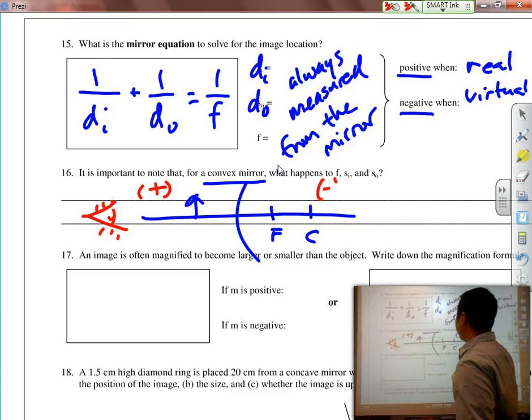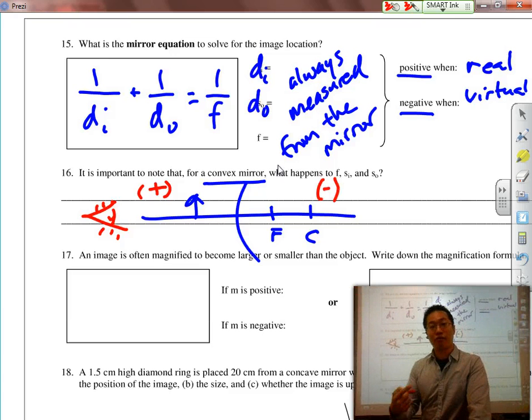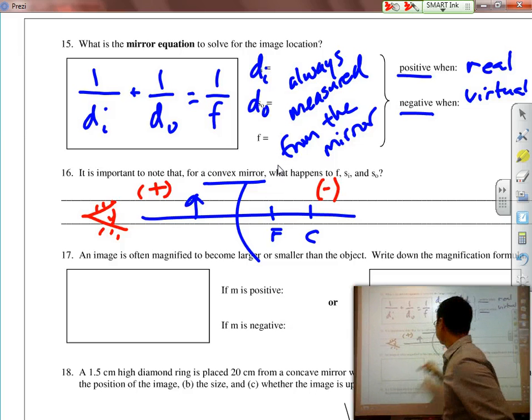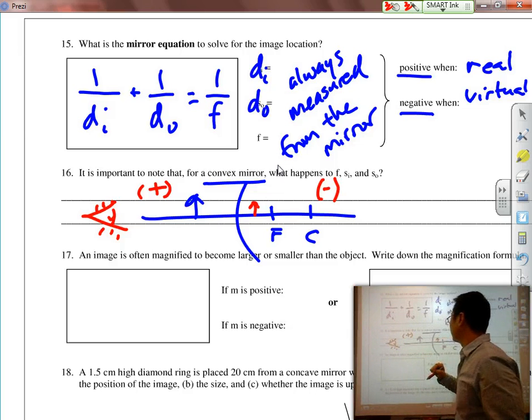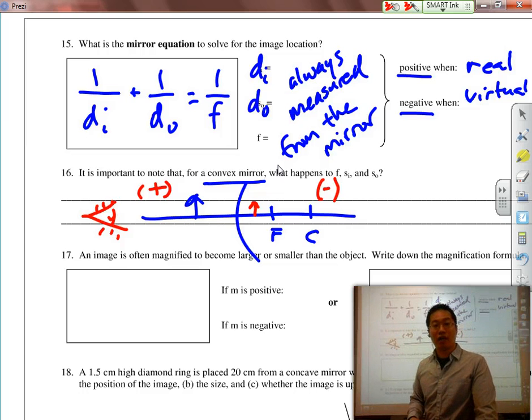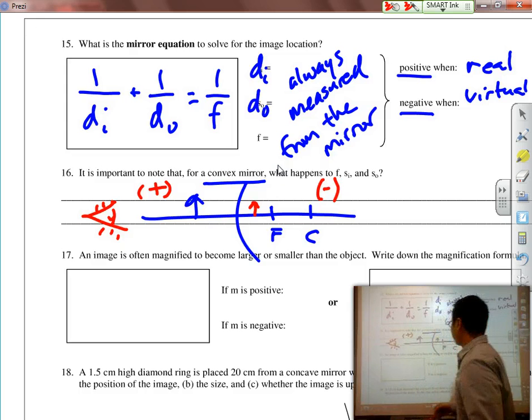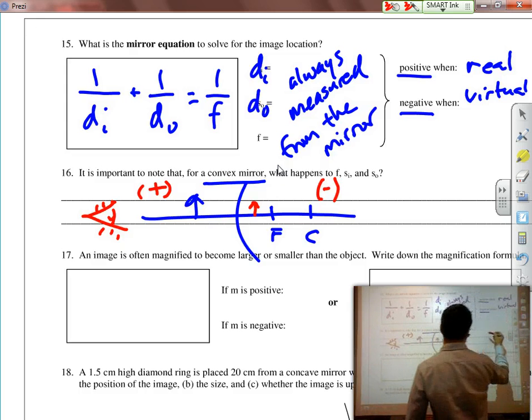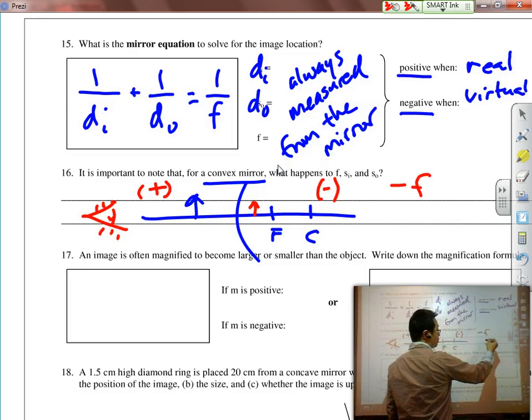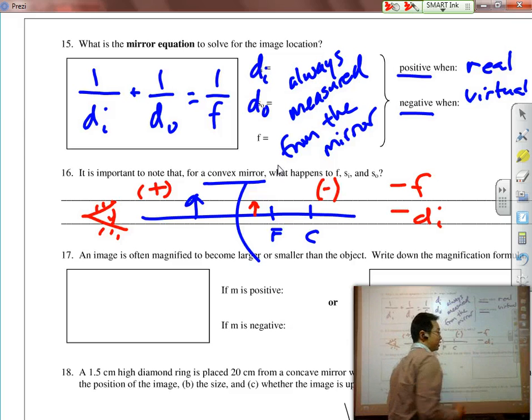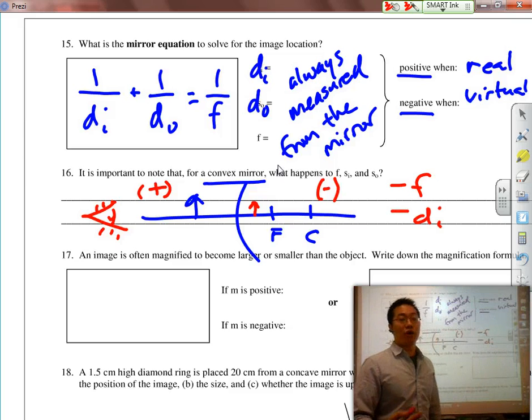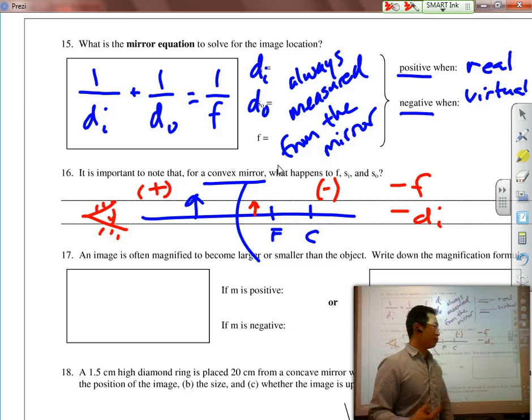Over here, we have the negative side where we had traced out our virtual lines to create our image. And the focal point is also on the negative side, the virtual focal point. So that means when you do your math, your f is going to be negative, and your di, when you calculate it, should end up negative as well, while your do would be positive.